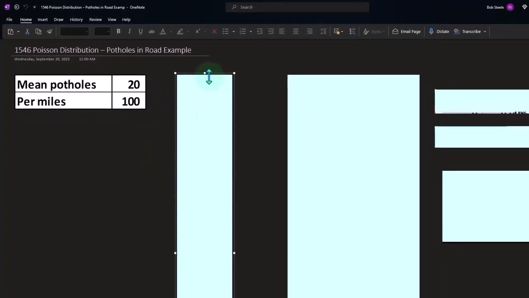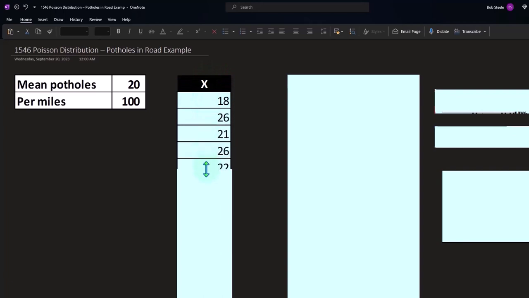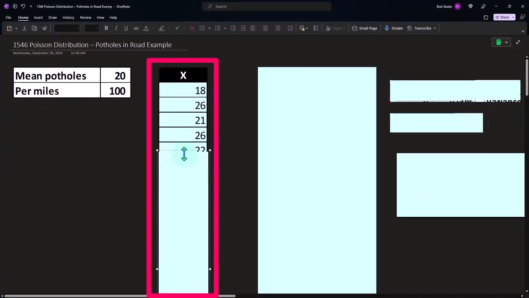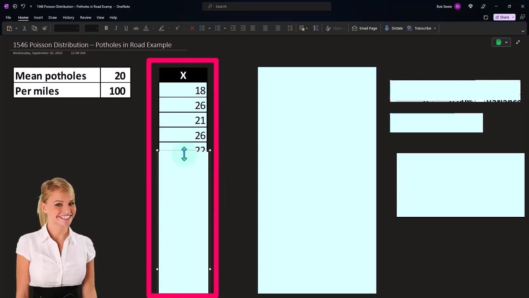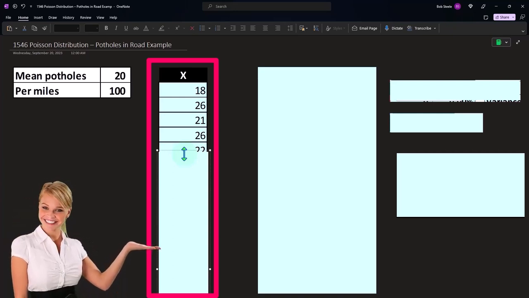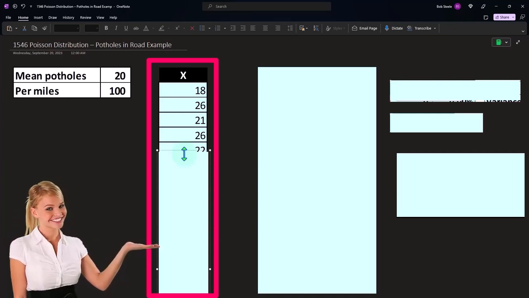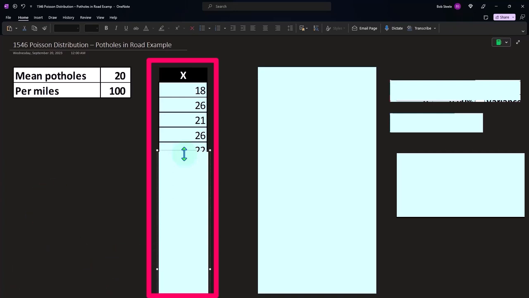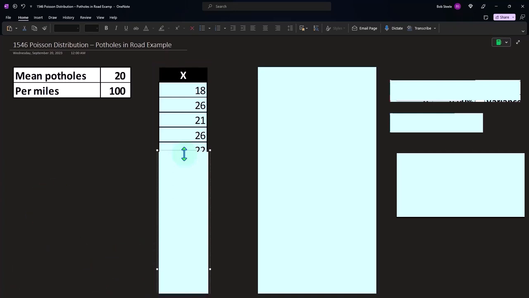Now, in Excel, you can actually generate the results of a Poisson distribution as if it's a random experiment. So we're imagining that we're going out, we're actually going to every 100 miles of road and counting the potholes in the road. Or we might be looking at past data that gives us this similar kind of information of how many potholes are in the road over time.